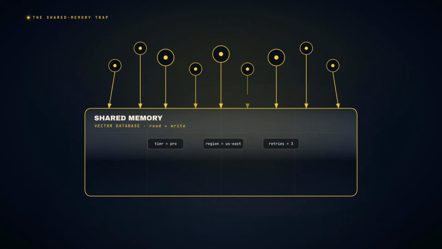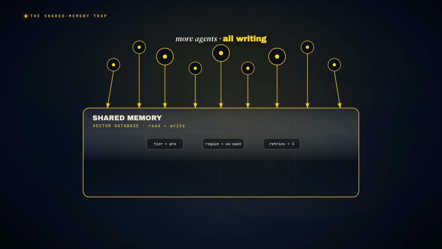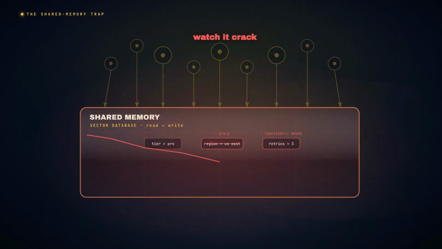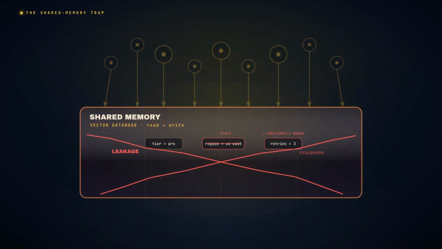Then I scaled it up. More agents, all writing. Different agents allowed to see different things. Facts that were true on Monday and wrong by Friday. And the thing I trusted most, the shared memory, started feeding my agents confidently wrong answers. Watch that shared slab crack. 4 fractures, and every one of them cost me a day.